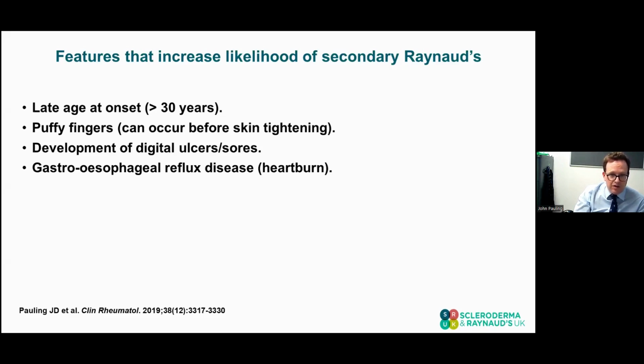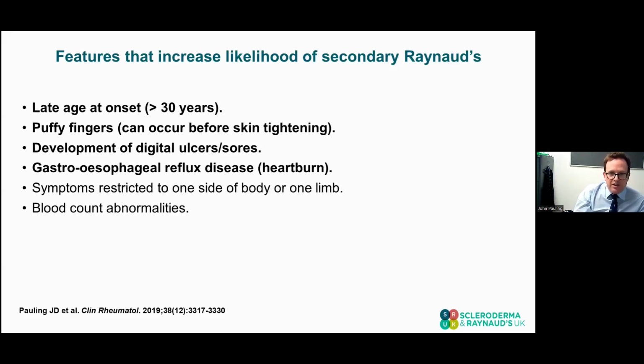And certainly in systemic sclerosis, this can occur many years before people develop actual tightening of the skin of the fingers. The development of sores or damage to the ends of the fingers as a result of the poor blood supply. And then gastroesophageal reflux disease or heartburn, that's another very common symptom in systemic sclerosis. So I'll always ask patients in the Raynaud's clinic, are you getting any reflux? When did these symptoms start?